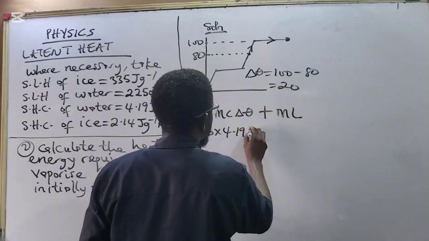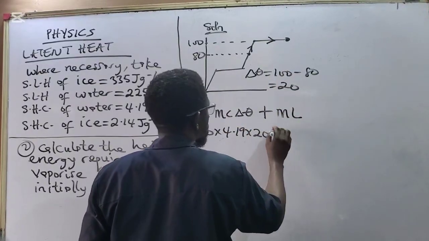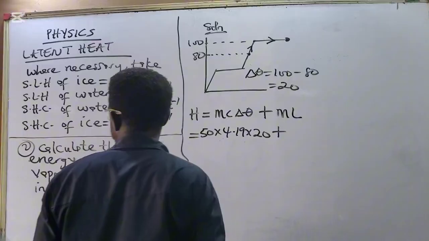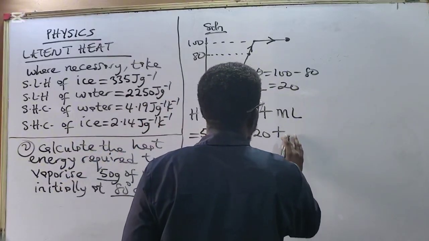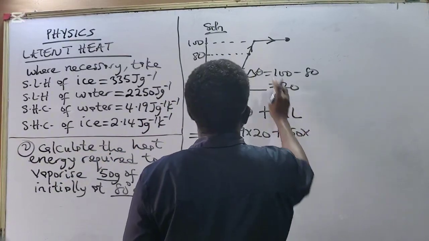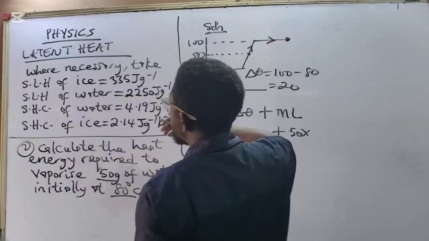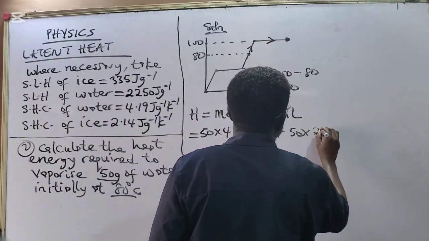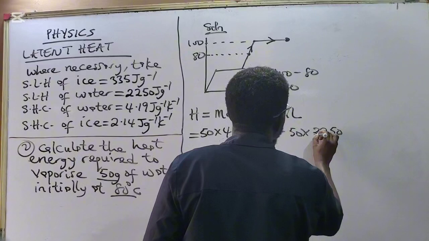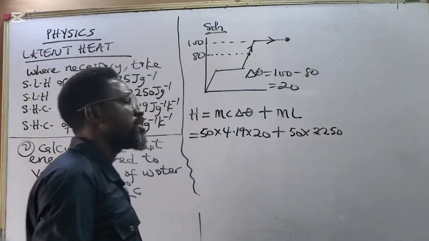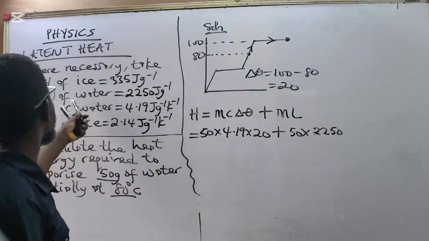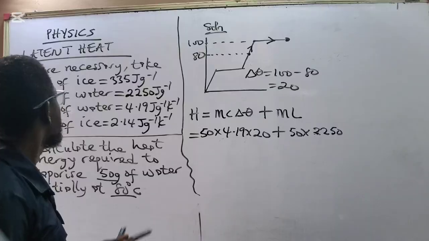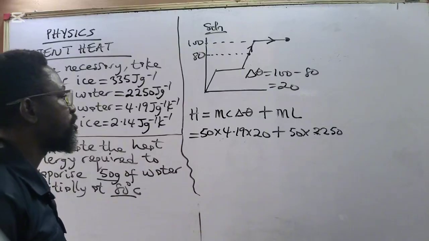That will be 20. And the mass, 50. Specific latent heat of vaporization of water is 2250. Now, some may give this as specific latent heat of steam, which is the same as the specific latent heat of vaporization of water.